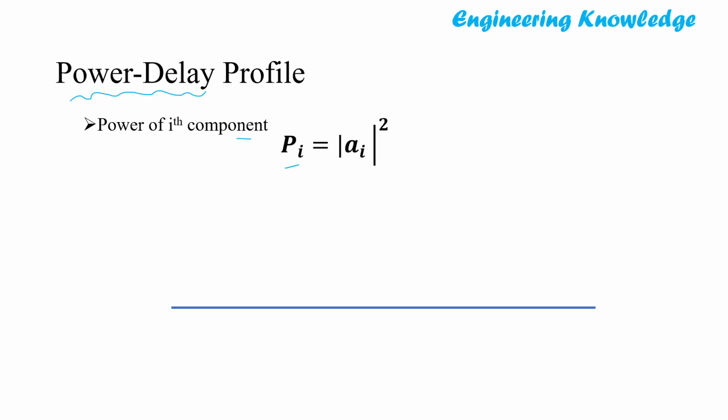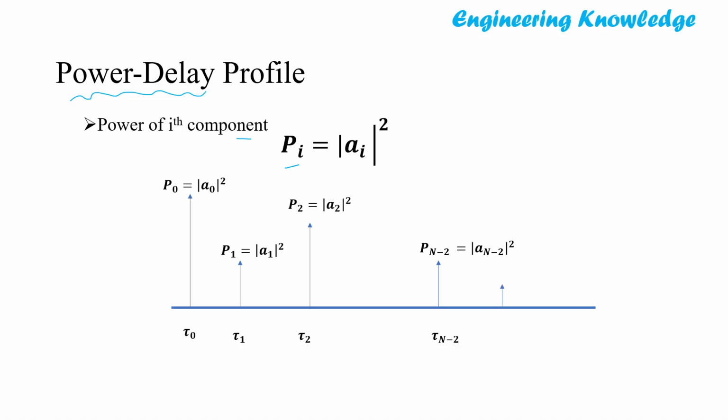Here suppose at tau equal to tau naught, the first component with power p naught reaches, which has a magnitude of mod a naught square. At tau equal to tau 1, we have p1 equal to mod a1 square. At tau equal to tau 2, we have p2 equal to mod a2 square, and so on up to the n minus 1th component, having the power p_(n-1), which is mod a_(n-1) square. This is said to be the power delay profile, where we plot the power versus the time. This is the power and this is the delay.